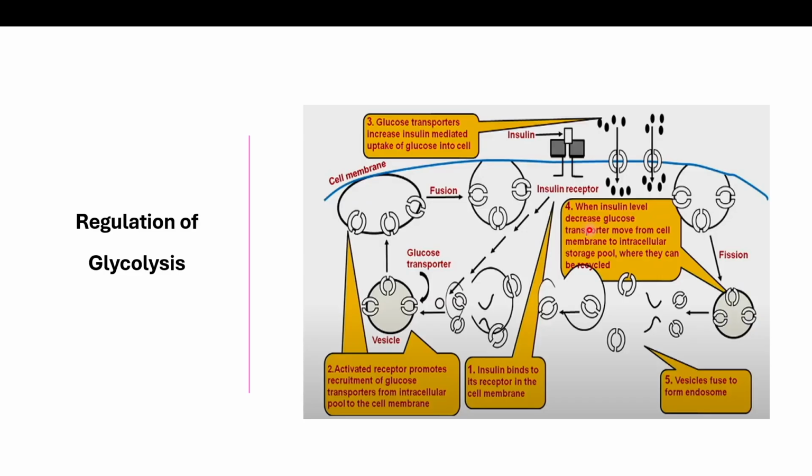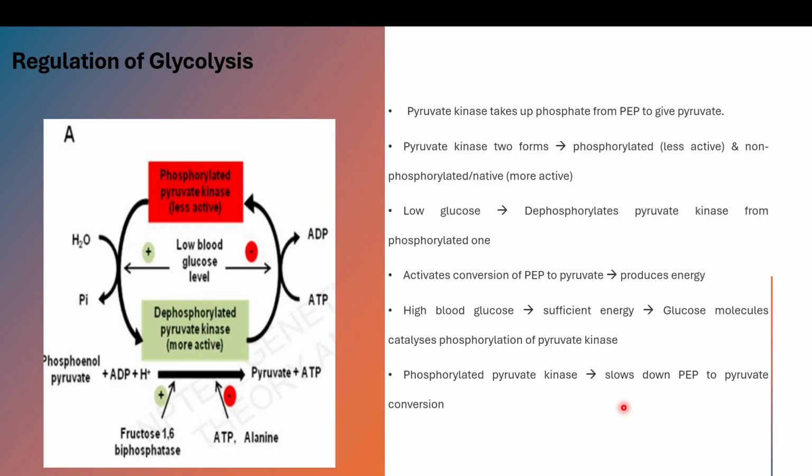And when insulin levels decrease, the glucose transporters move out of the cell membrane and come back to the cytosol, joining the intracellular storage pool where they can be recycled further. This is a type of insulin-mediated regulation of glycolysis.